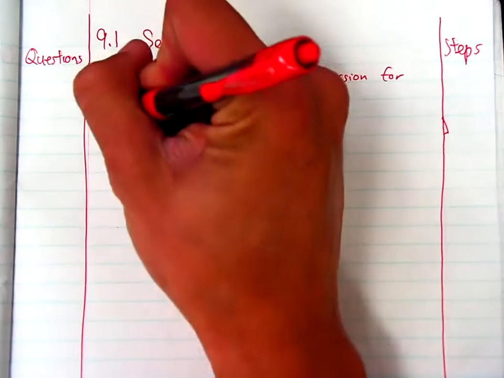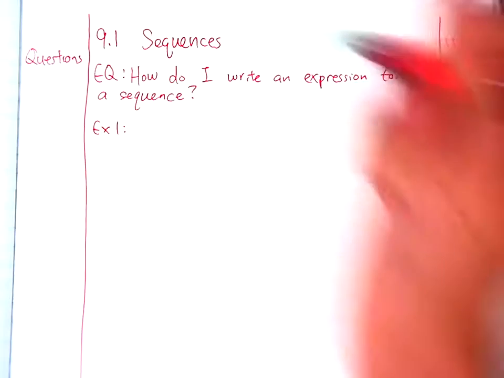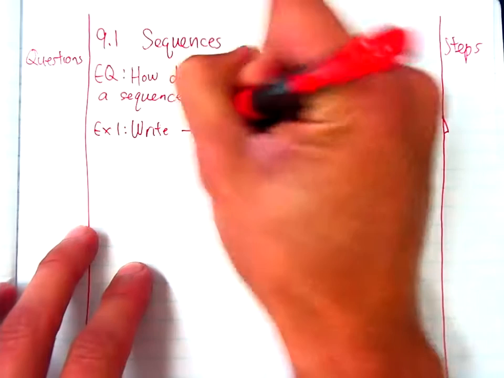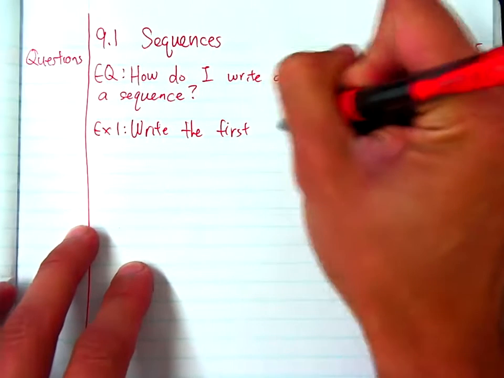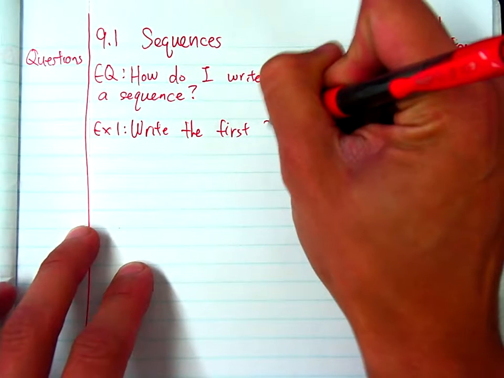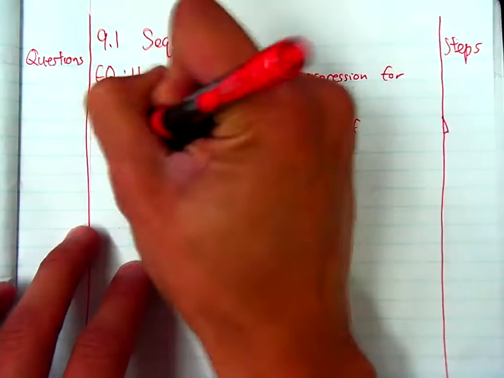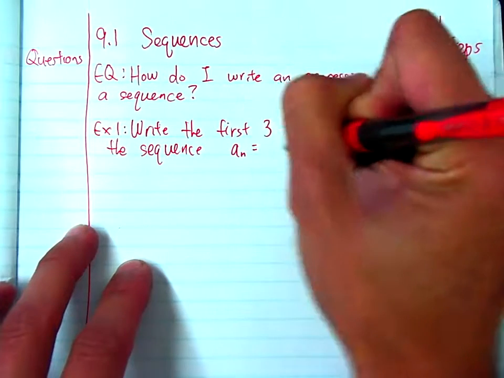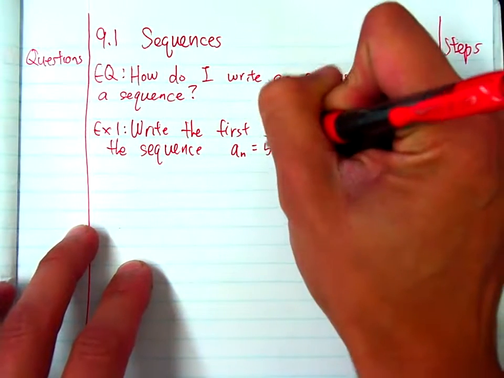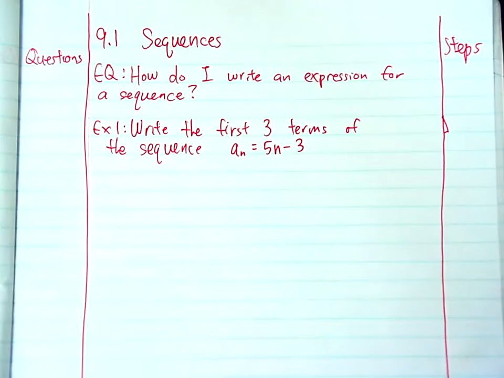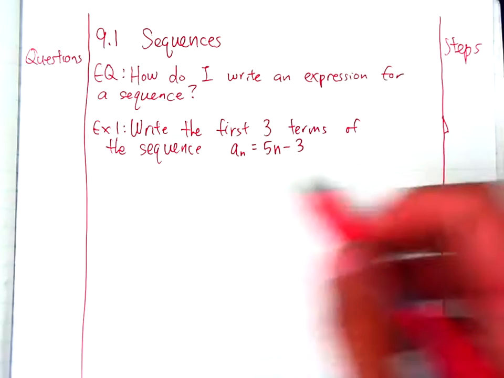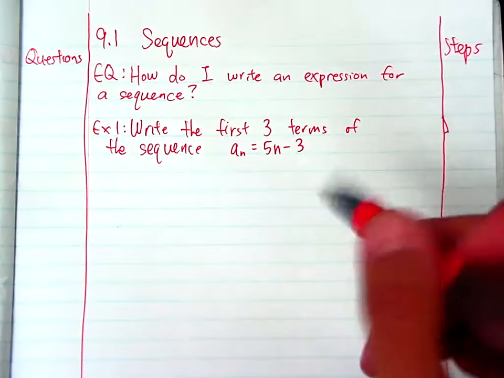Okay, so in the first example, we're going to just write the first few terms. So it's going to be: write the first 3 terms of the sequence a sub n equals, that's a little n by the way, 5n minus 3. Okay, so what you have to understand is a sub n is the rule for my sequence. This whole thing is the rule, okay? And it wants us to write the first 3 terms.